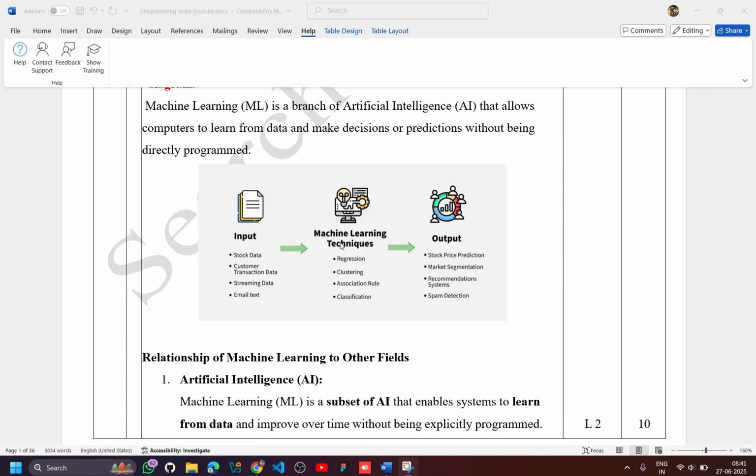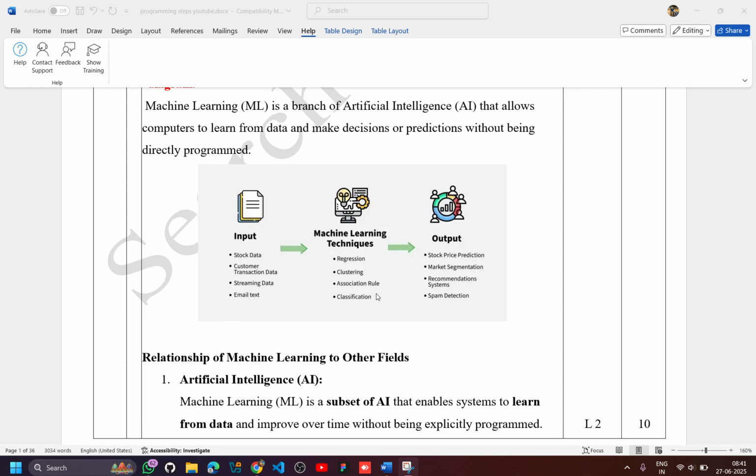Then you can see the machine learning techniques. Now this is where the magic happens. The system uses smart algorithms to learn from the data. These include regression and clustering. Regression means predicting a number like stock prices, and clustering means grouping similar customers or products. This is the actual meaning of clustering.